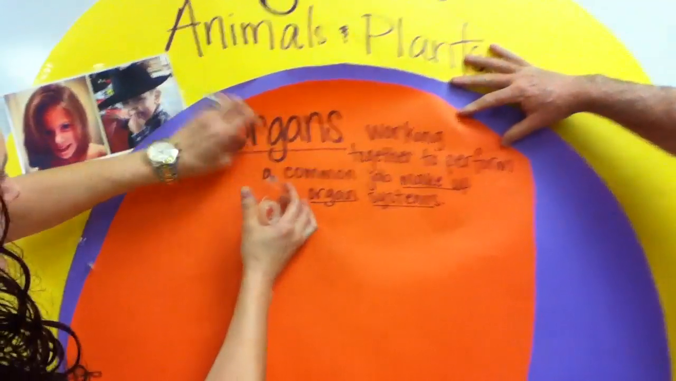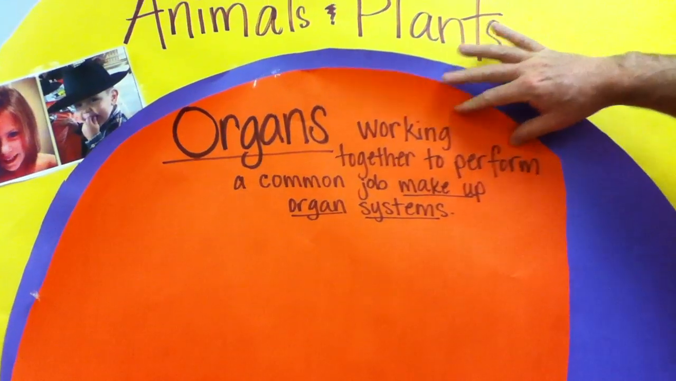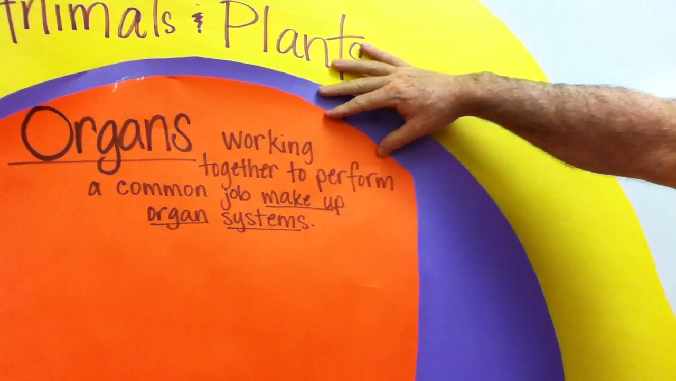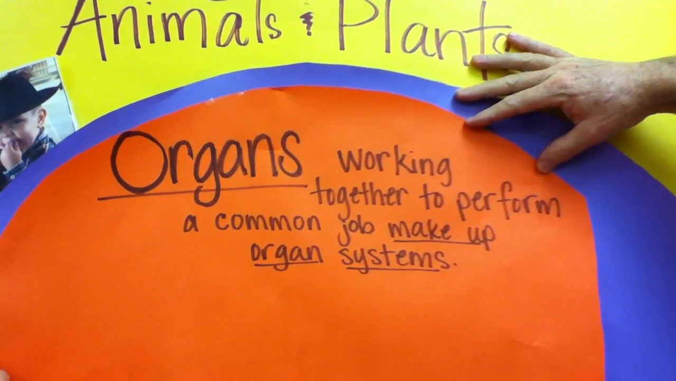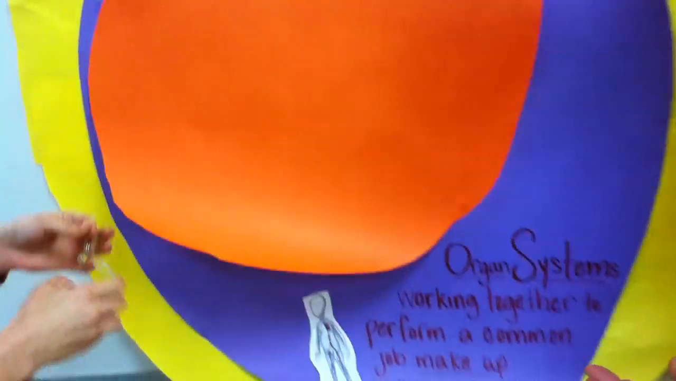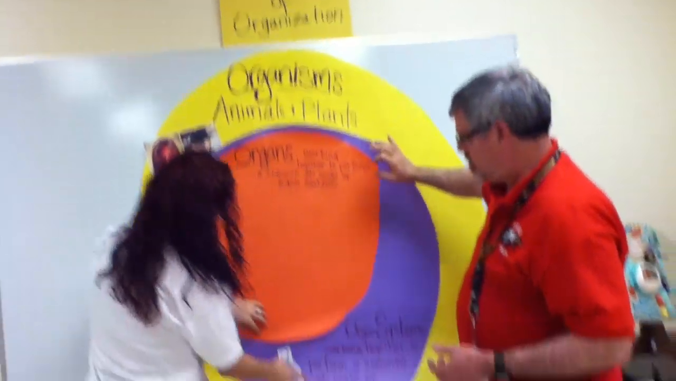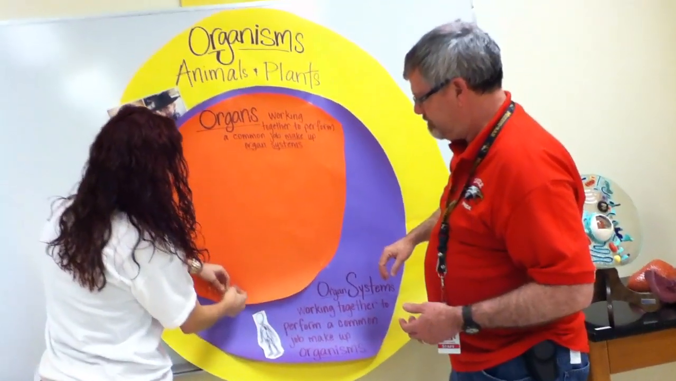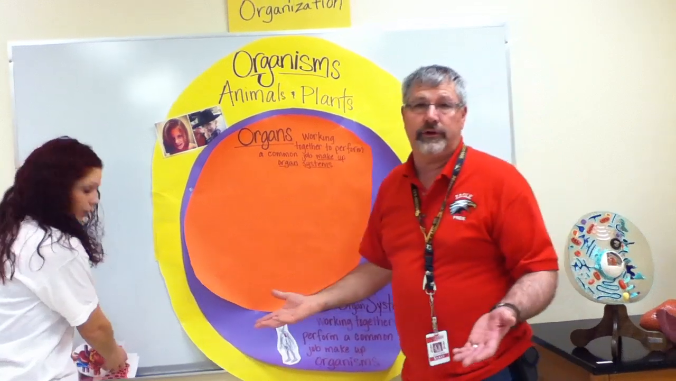Okay, and organs, we'll tape that up there. And they're different organs that work together to perform a common job. That's the organ systems. There's a bunch of organs that come together to make up this system down here. So what would be an example of an organ? Okay, well, the heart is an organ.